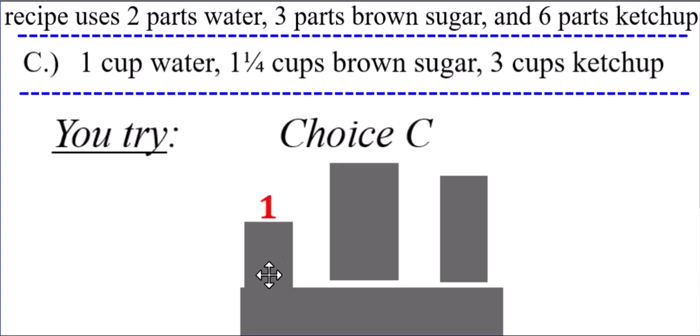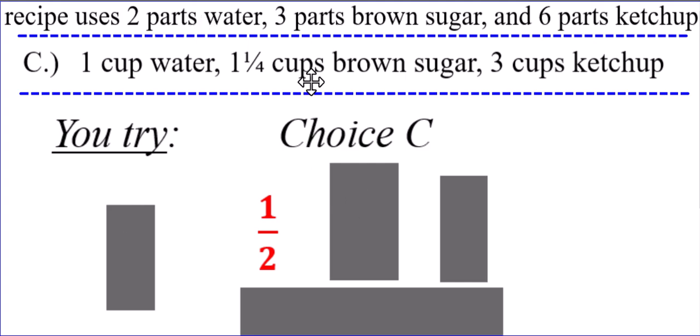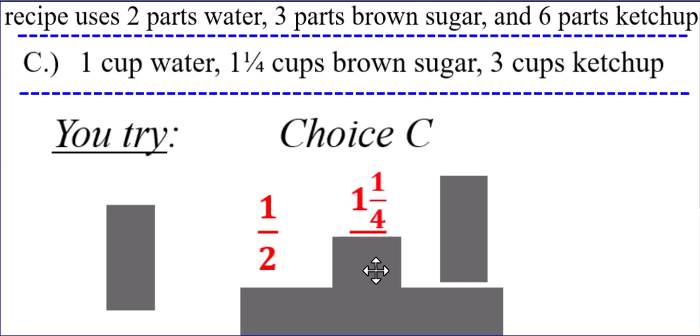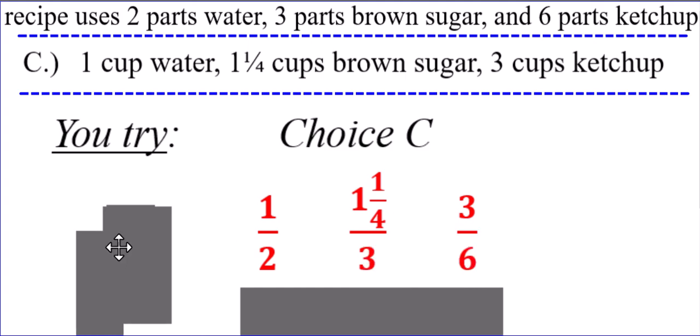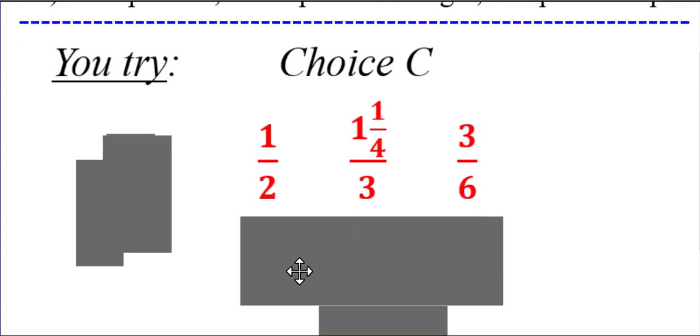Okay, so we got the 1 cup water, and that was from 2 parts water from the original recipe. 1/4 brown sugar. The original recipe said 3 parts brown sugar. We got 3 cups ketchup. The original recipe said 6 parts ketchup. So here are our fractions. 1 divided by 2, 1/4 divided by 3, and 3 divided by 6.